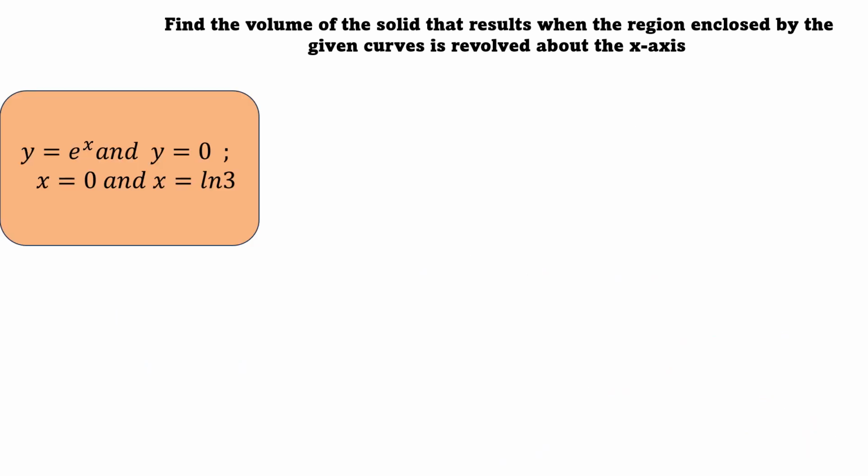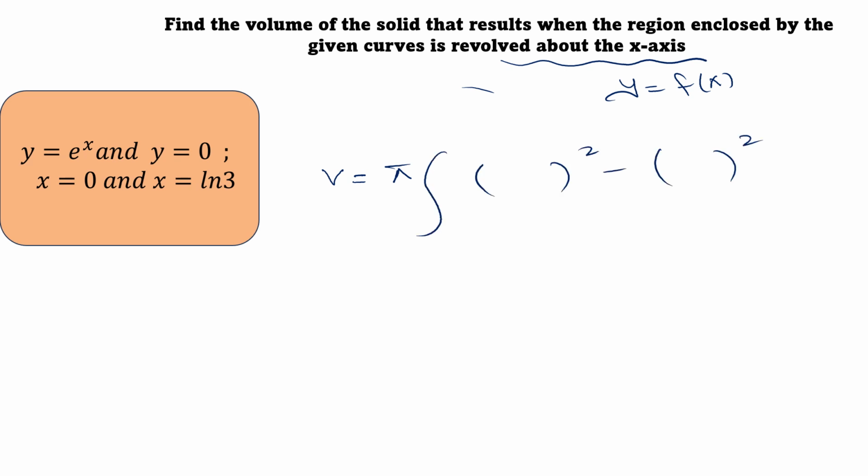The next question is y equals e power x, y equals 0, x equals 0, x equals ln of 3, and the curve is revolving around the x-axis, which means the equation should be written in terms of y equals f of x. So we will write volume equals pi, then top square minus bottom square. What is the top? Let's suppose top is e power x. And what is the bottom? The bottom is y equals 0. So just write the 0.